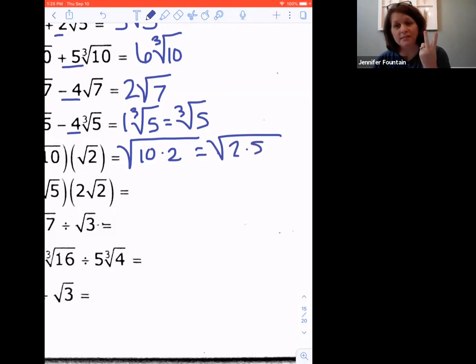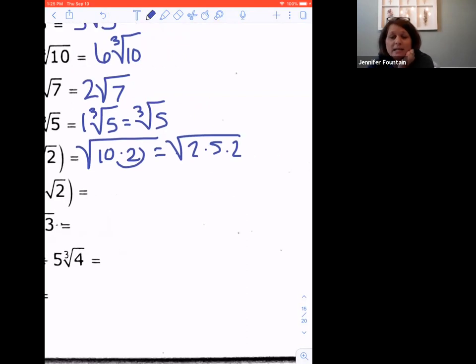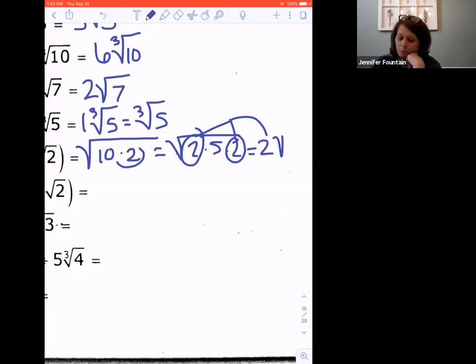So 2 times 5 is 10, but I already have this guy here, so I have to make sure to list him as well. Okay, so now I've broken that into prime factors, and I look at my index. Index is 2. So Mama said there have to be 2 buddies, and oh look, there's 2 2s right there. So those 2 2s get to come outside as a whole number 2, and then poor number 5 has to stay in the house.